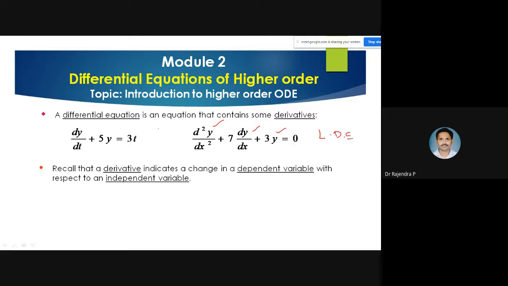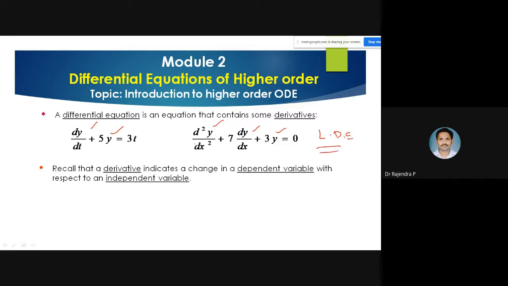Here also, same thing. The dependent variable y and its derivatives, dy by dx, all have degree 1. And one more condition is that the dependent variable should not be multiplied with any derivative, whether it may be first or second order or higher order. So that should not happen. In both the equations, that does not happen. So these are linear differential equations.